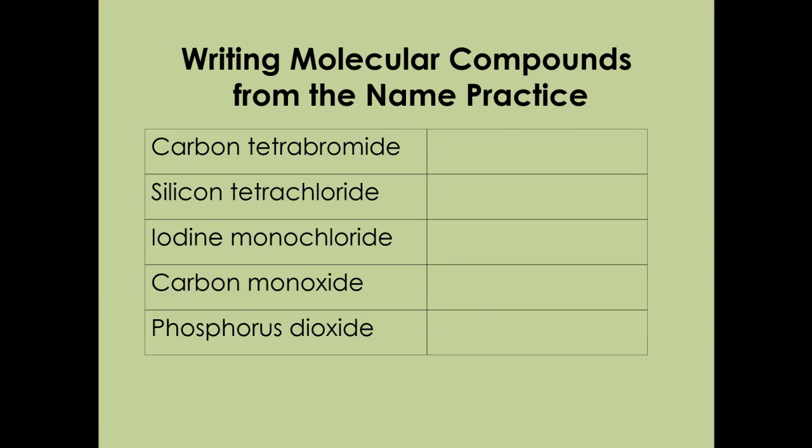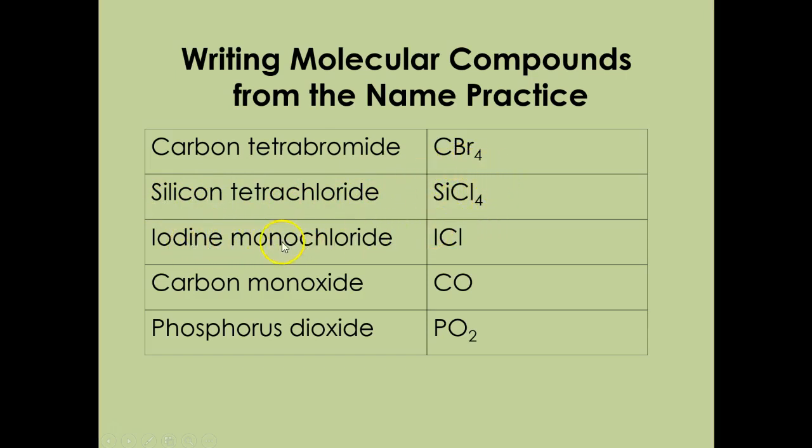Okay, here are 5 examples for you to try writing the formulas. You can switch the video off for a moment, write the formulas, and then turn it back on and see how you did. Carbon tetrabromide, no prefix means there's 1. Tetra means 4. CBr4. Exact same analogous thing for silicon tetrachloride, no prefix, 1 silicon. Tetra means 4 chlorines, SiCl4.